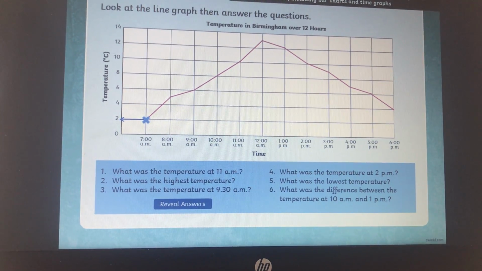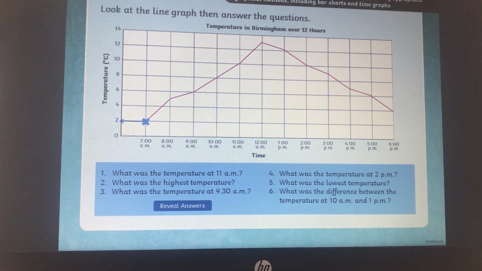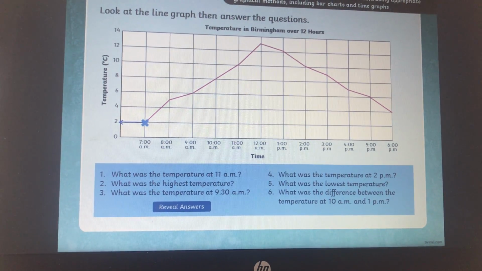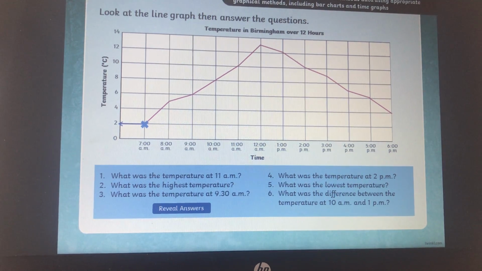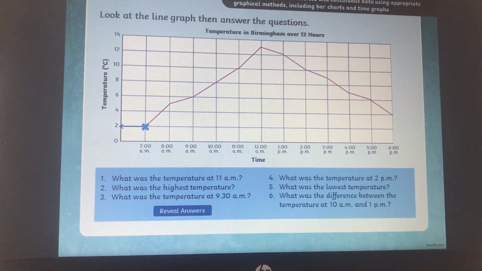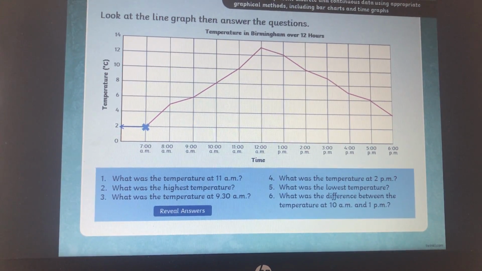What was the lowest temperature recorded? This time I've put a plot on the line graph where the lowest point is. This was at 7 o'clock and the temperature was 2.